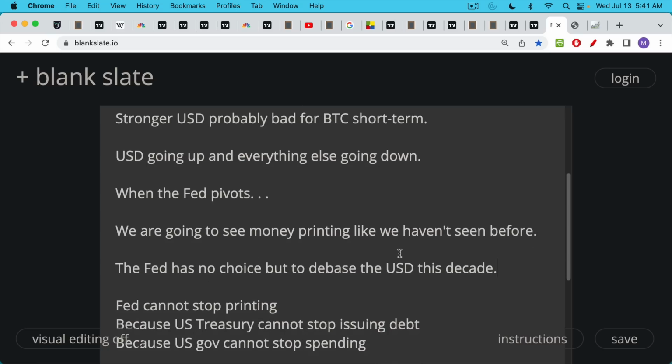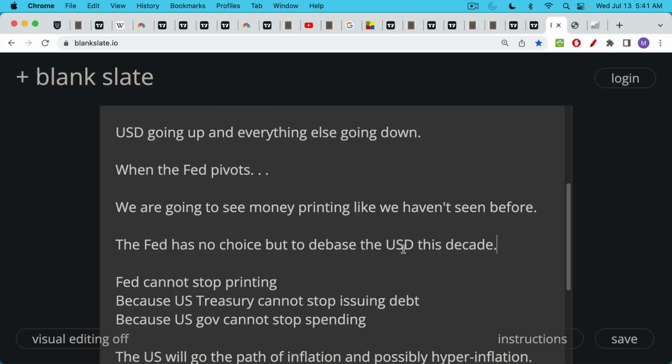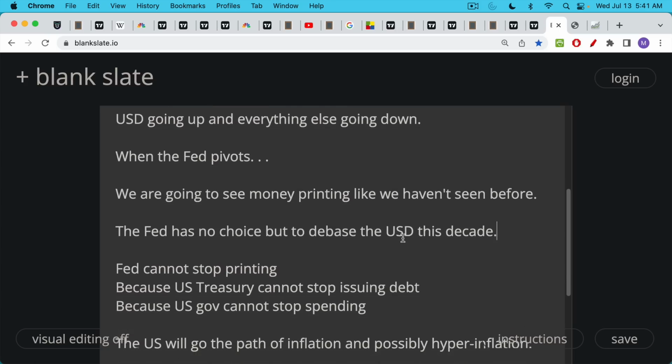It's always bigger. Each monetary stimulus package is bigger than the preceding one. So 2020 was bigger than 2008, 2009, and 2022 or 2023 will be bigger still. I still think that the Fed reverses sometime in August or September, but whenever the Fed does reverse, we're going to see huge money printing. The Fed, as we've said many times on this channel, has no choice but to debase the US dollar this decade. The Fed can't stop printing money because the US Treasury can't stop issuing debt.